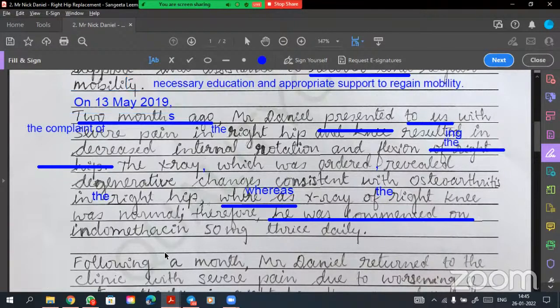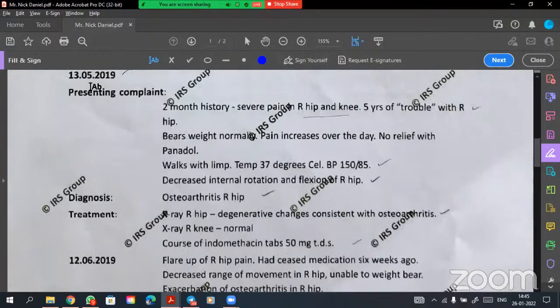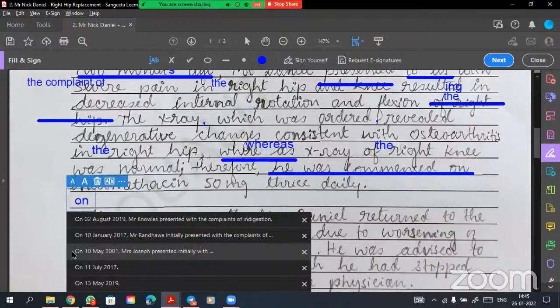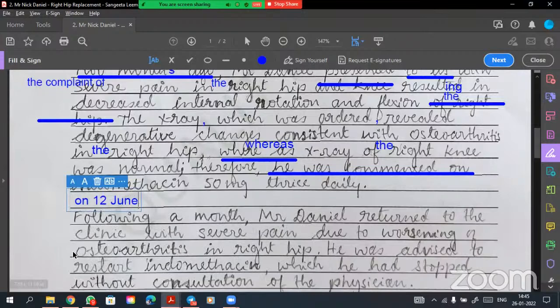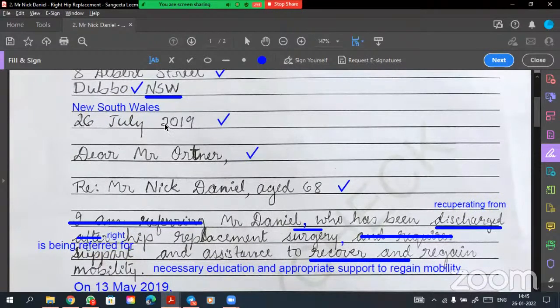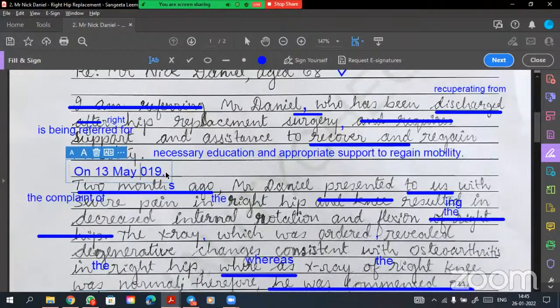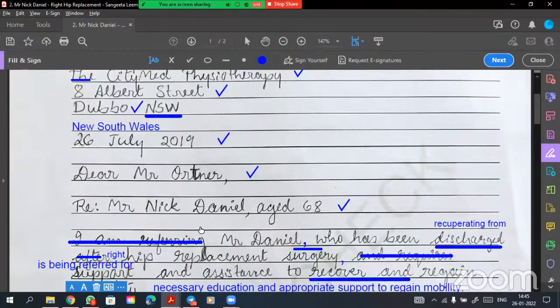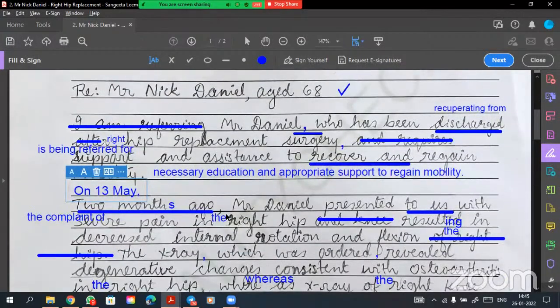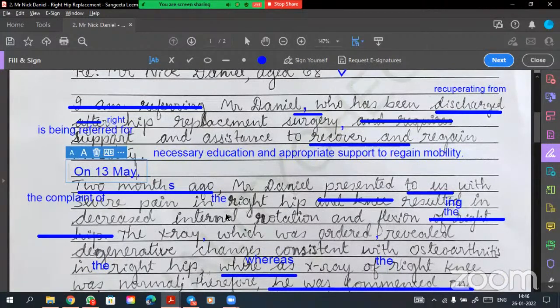Now here you can write the next one. So this is 13/5 and 12/6. After 1 month you can write on 12th June. No need to write 2019 again, because 2019 is already there, and you mentioned the date. Date is already here, 2019, same year, then you need not write the year again. If the year is different, then you can write the year. Once you write the year, don't repeat it until and unless the year changes. You are in one particular year, the same year. Finished. There is no need to repeat time and again.